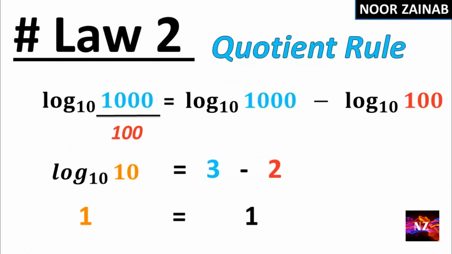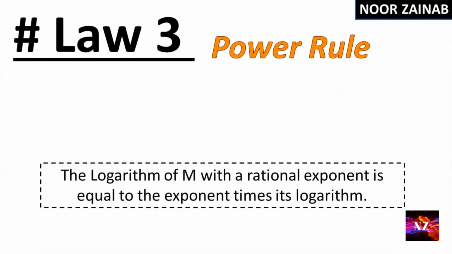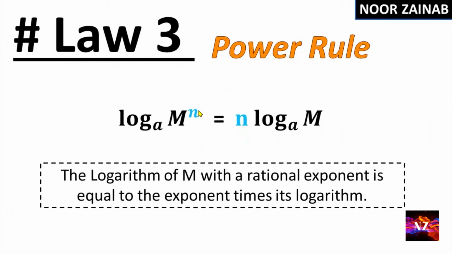Now let's discuss the third rule of logarithms, and this is the power rule, where exponents move to the front of the logarithm. If the number inside the log is raised to an exponent, you can move this exponent out to the front and multiply the whole log with it. We can say that the logarithm of m with a rational exponent. Rational exponent means that the exponent must be a rational number. A rational number is a number which can be written in the form of p by q, where p and q both are integers. So the logarithm of m with a rational exponent n is equal to the exponent times the log of the number.